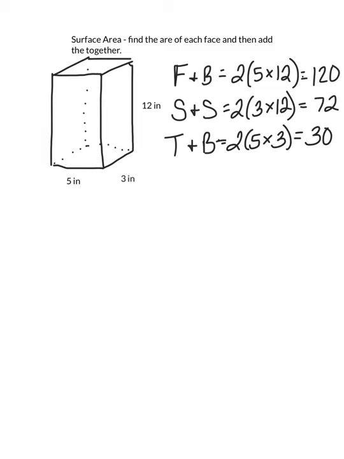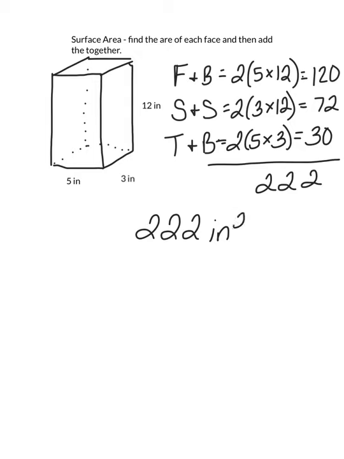Now I'm going to take these 3 numbers and add them together: 120 plus 72 plus 30 is 222. When we write the answer, since it is area, we're going to label it in inches squared. So the answer to this is 222 inches squared.